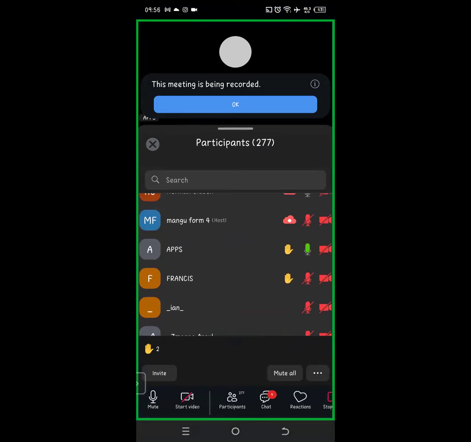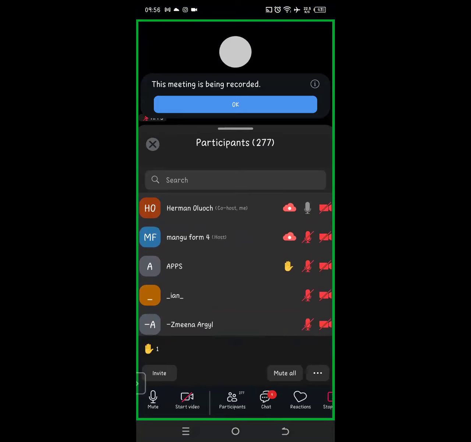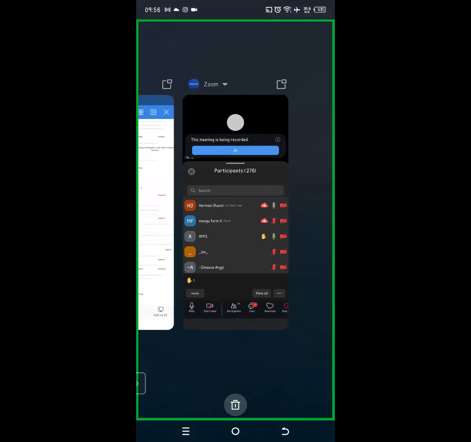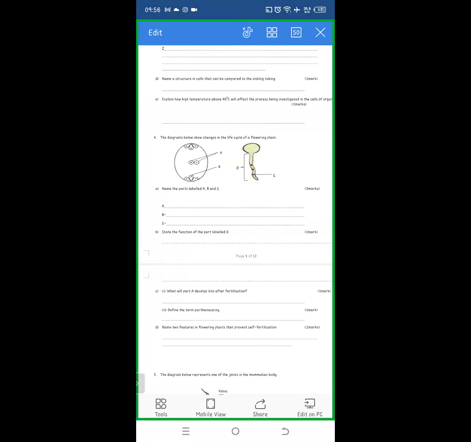Excuse me, teacher. Yes, please. Someone wanted to ask a question. Can you kindly repeat the explanation for that previous question? Okay, the explanation is: temperatures above 40 will denature the proteins, hence interfering with the integrity of the cell membrane. That is how we explain it.